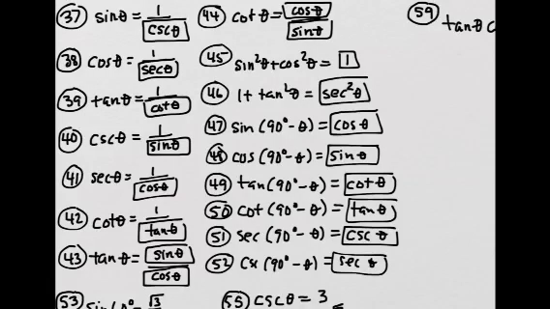Alright, so 37 through 52 is basically just fill in the blank. There's no work to show. It's just knowing the different identities. So the reciprocals, these here are all reciprocal identities. And then this one's a quotient identity, the other quotient identity, the Pythagorean identities right here, and then the cofunction identities right here. Okay, so you're just filling in the blank. So no work to show on those.